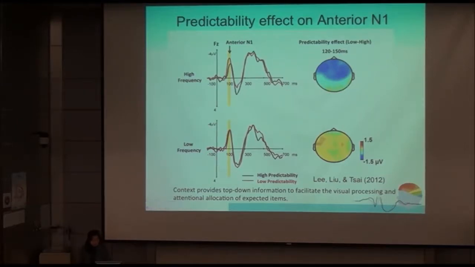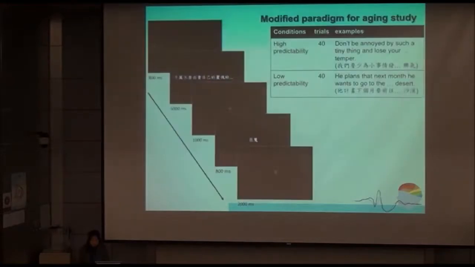But I don't have time to introduce the nature of anterior N1, but basically this component is quite early, much earlier than lexical access, and it has been suggested this effect is related to attentional allocation and also earlier perceptual processing of the words. So you can see the context also provides top-down information to facilitate the visual processing and the attentional allocation of the expected item. So this is the main finding from the young adults, the college students.